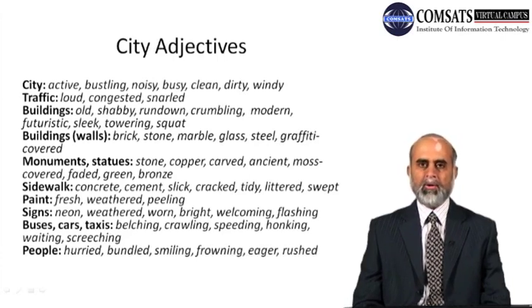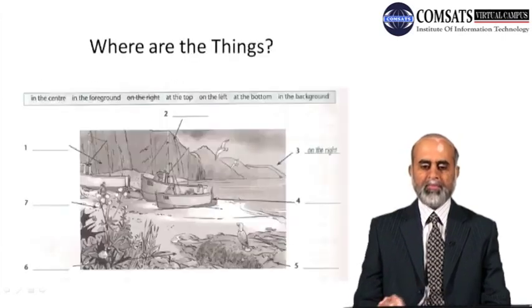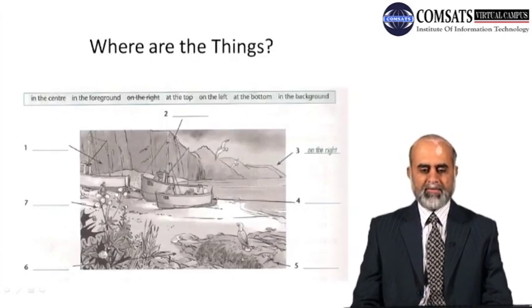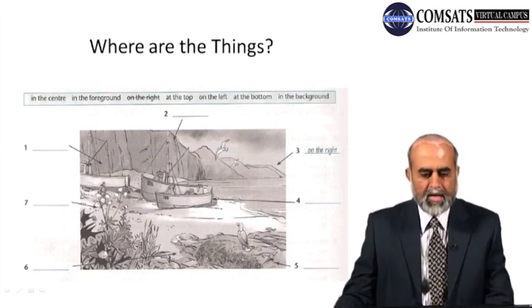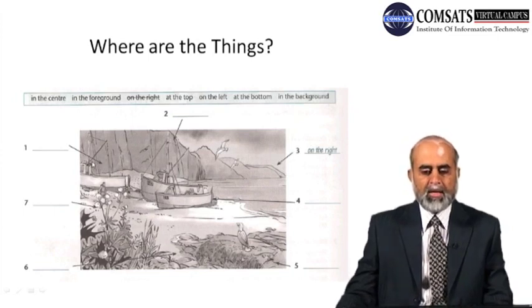Okay, I'm just going to skip it and move on because here we have some activities for you. We learned how to use certain prepositions or prepositional phrases in order to give the location of certain things. So if you look at number one here, this is a ship. It is on the left. Number two is at the top. Number three is on the right. Number four is in the center.